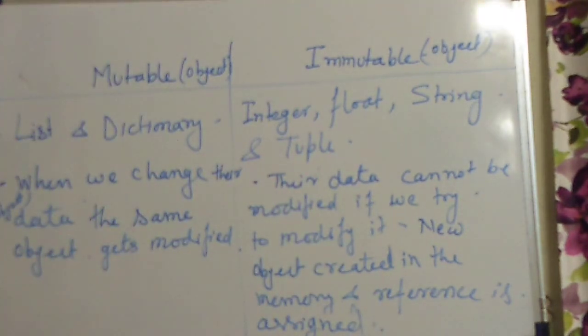Clear, students? So these are mutable objects and immutable objects. Now we will see in functions, parameters and arguments, how this reflects mutable and immutable. Okay, thank you.